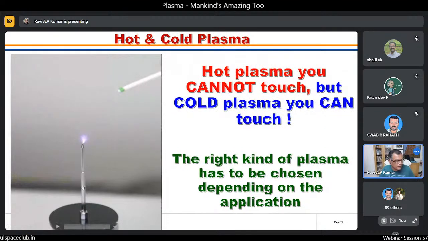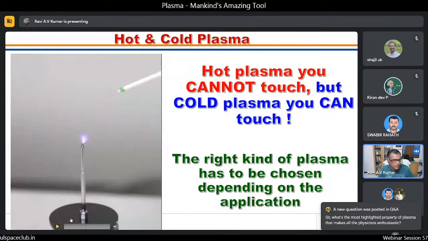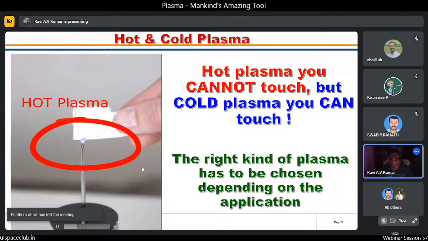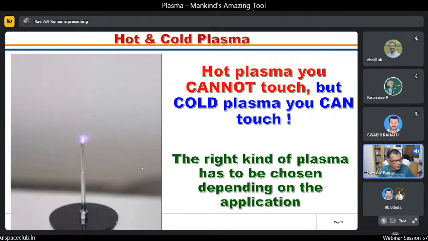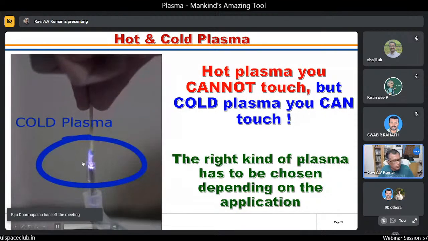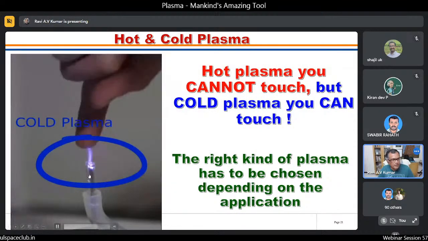Now let us look at a classic example of the same plasma in two modes, hot and cold. In this case, it's a hot plasma. I can even light a matchstick. Obviously I cannot put my finger on that. It can burn a paper. Now the same plasma I just converted into a cold plasma. Now see, I can touch it.